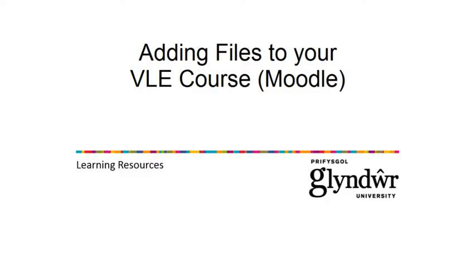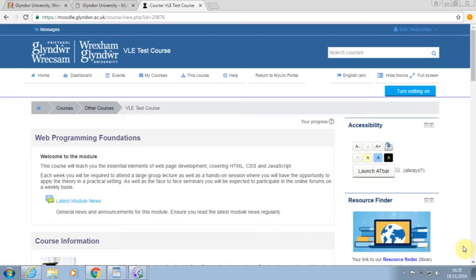In this tutorial, I'm going to show you how to add documents such as PowerPoint presentations and PDFs into your Moodle course. There are two methods. The first one is the drag and drop method, and the second one is by using the activity chooser and the file picker. So first of all, we're going to look at method 1, which is drag and drop.